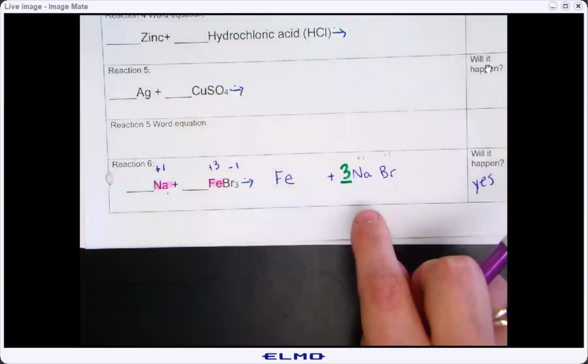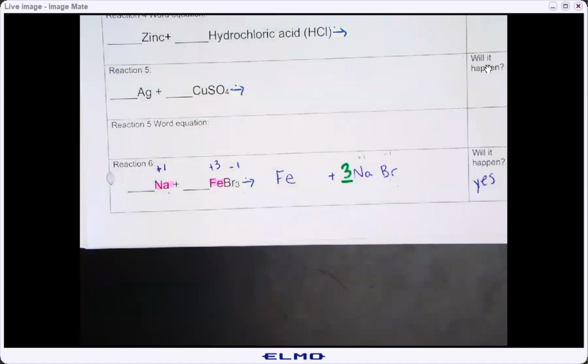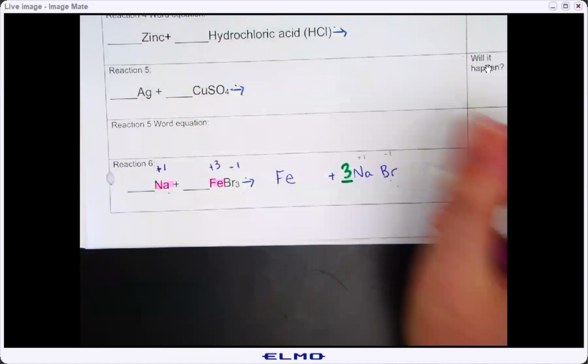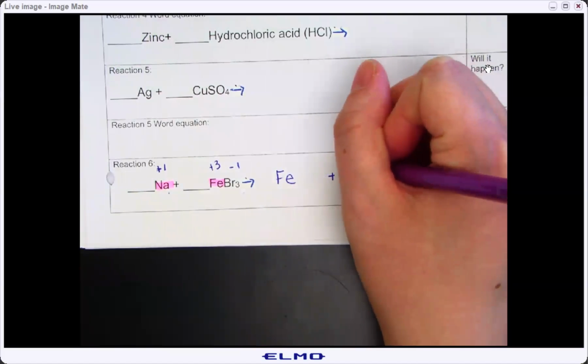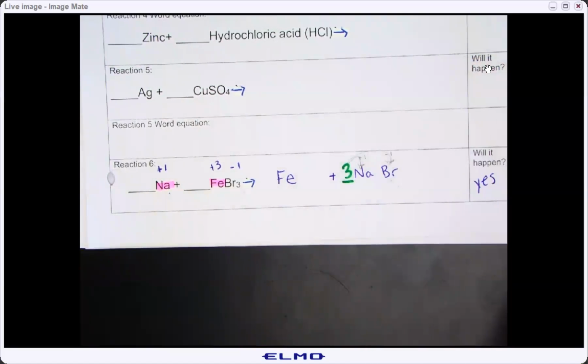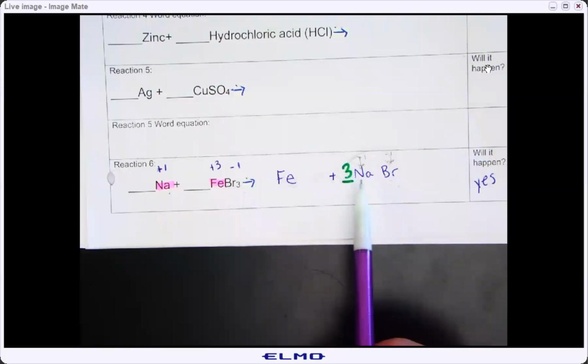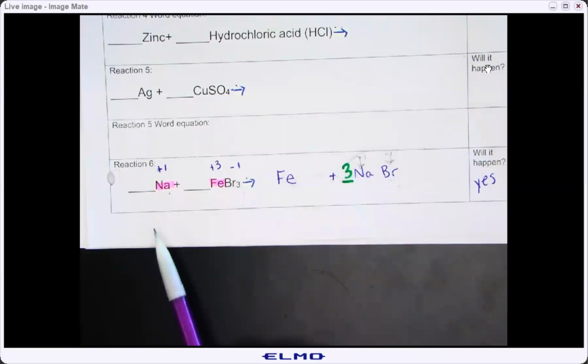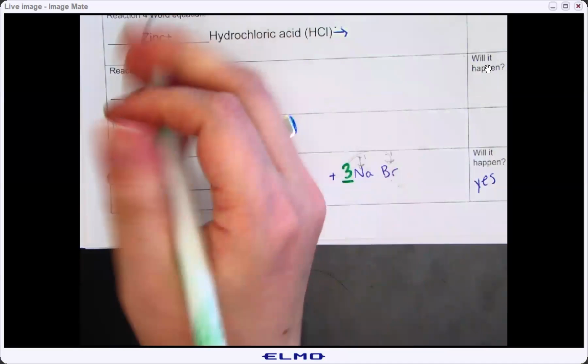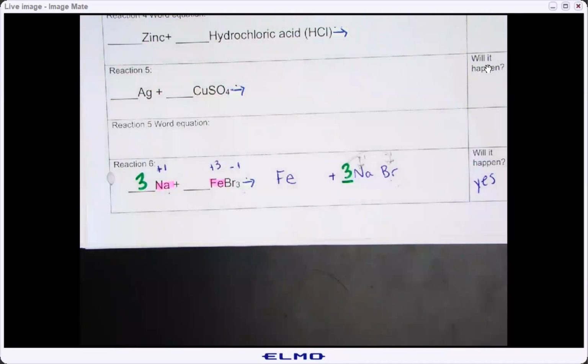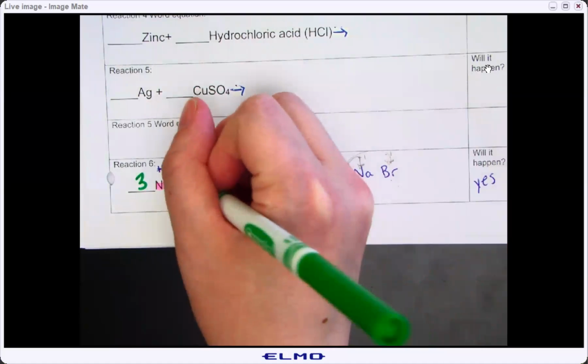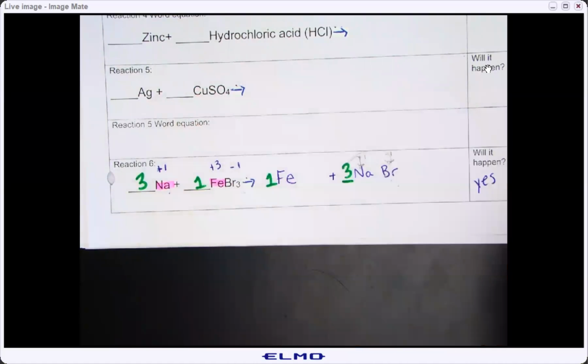Now, because Na and Br are combined in an ionic compound, this means I will have 3 Nas and 3 Brs. So now I have a balanced number of bromines, but I no longer have a balanced number of sodiums. But I can easily fix that by also putting a 3 in front of sodium. The irons did not change in that process, so they still have 1 of each.